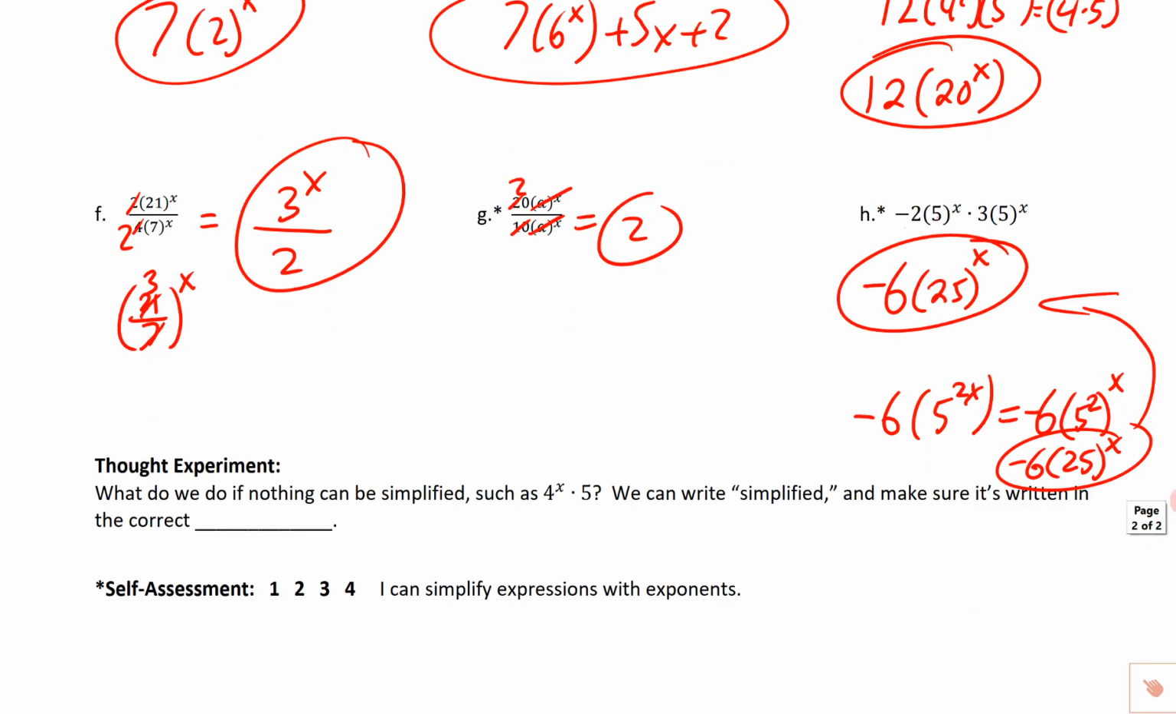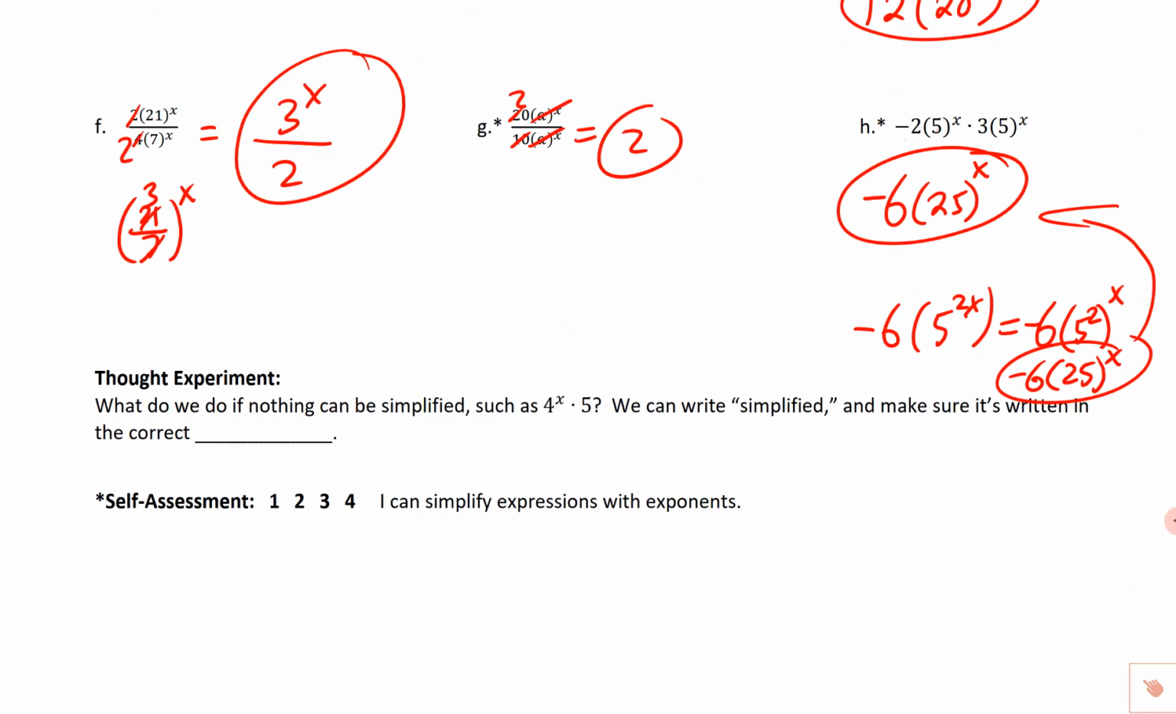Now, there's a little thought question down here before we get to the self-assessment. What do we do if nothing can be simplified? So let's say we ran across something that said 4 to the x times 5. Well, we can write simplified, and then we'd want to make sure that it's written in the correct order. Now, when we say the correct order, normally we write coefficients out front. So we'd write 5 and then maybe a dot to the 4 to the x, or we write 5 and then parentheses 4 to the x. Or if you want to, the way this has been shown sometimes, parentheses, that shows that that is the base, and then we raise that to the x. All of these would be the same thing.